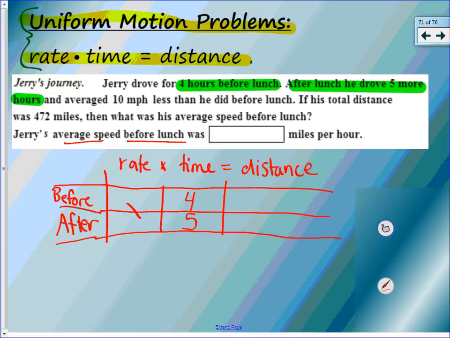Okay, so I want to know what the average speed before lunch is. Speed and rate, in this case, are the same thing. So because I want to know the average speed before lunch, I'm going to call that x. I look at what is wanted, that's going to be my x. Then I look at this. Before lunch, my speed was faster. After lunch, my speed is slower by 10 miles per hour. So if my speed before lunch is x, what would my speed after lunch be? Yeah, because it's 10 miles per hour slower.